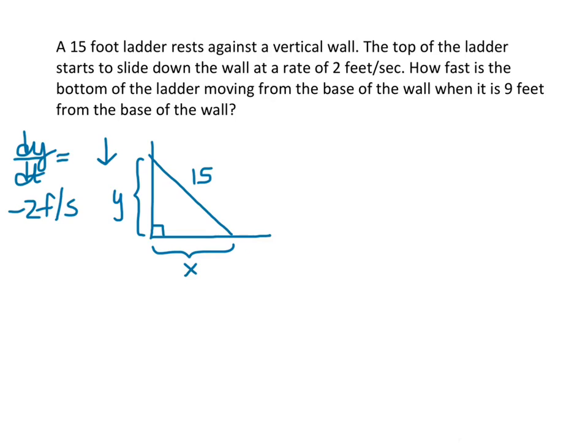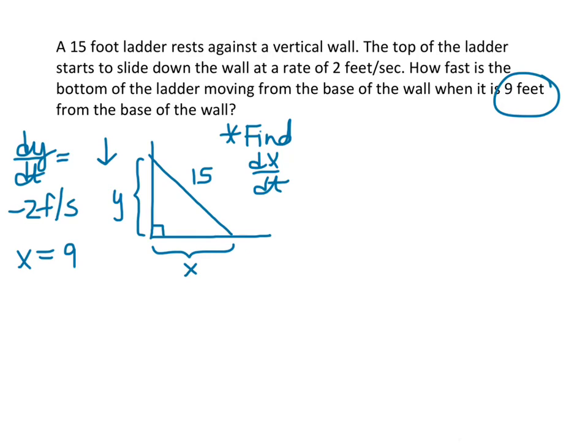How fast is the bottom of the ladder moving from the base of the wall? That means we are finding dx/dt, the rate at which the x value is moving with respect to time away from the wall, when the bottom of the ladder is 9 feet from the wall. Be careful about making use of that. That means the x value is 9. However, you don't want to plug in 9 too soon, since we need to maintain x as a variable.